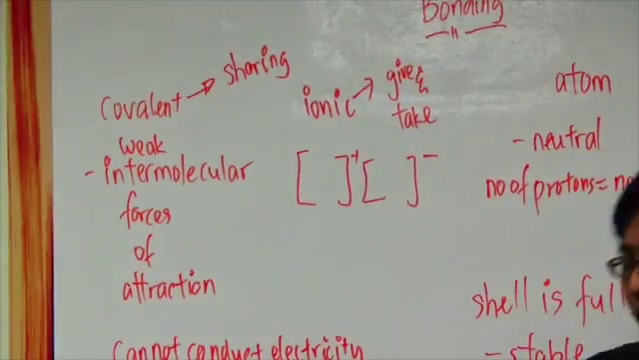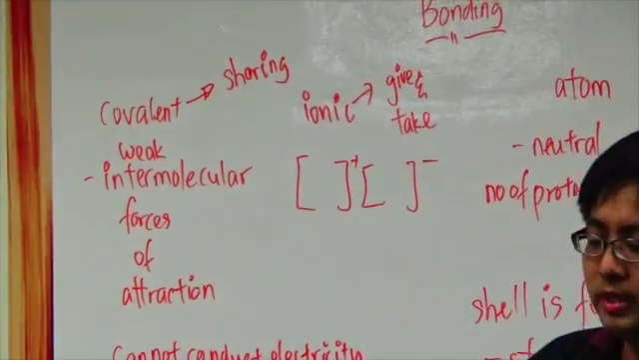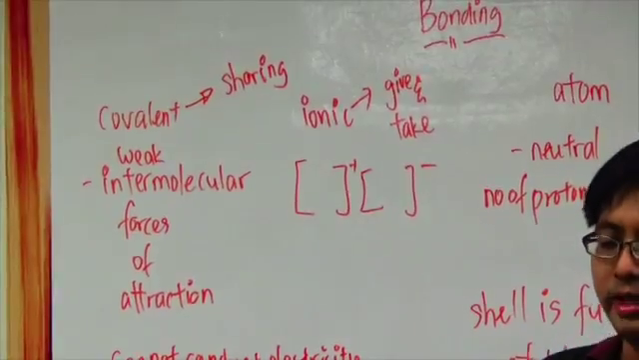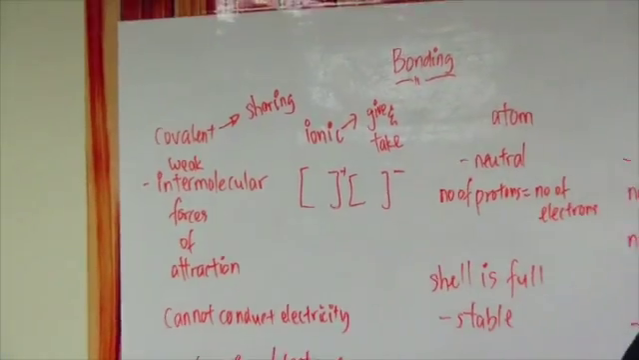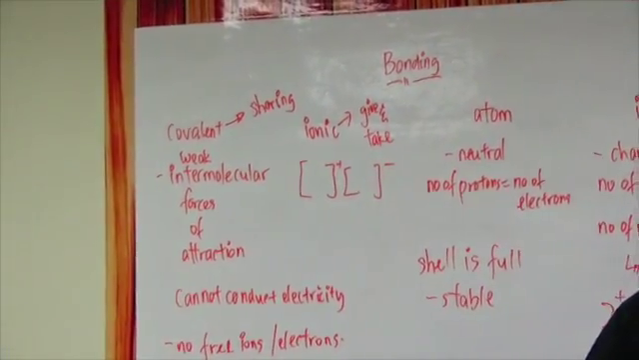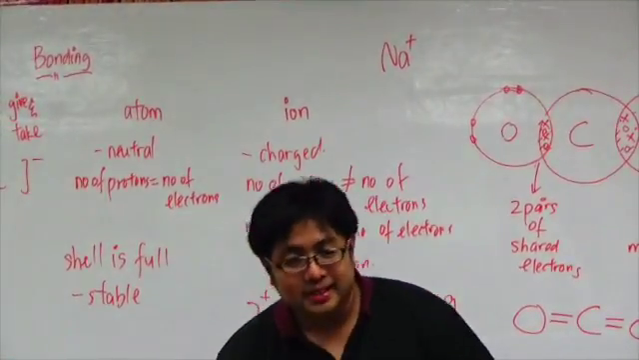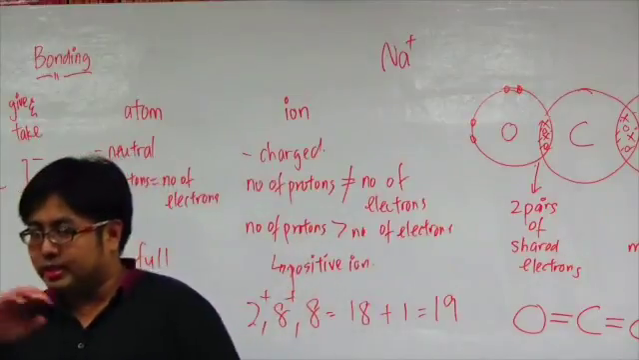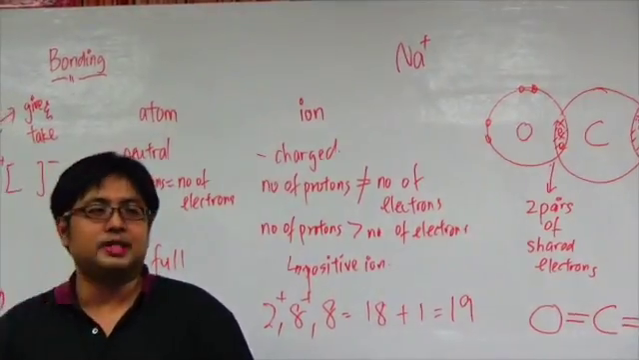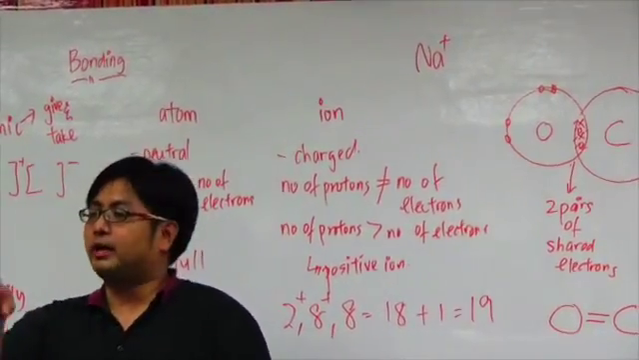Alright, so this is ionic, and ionic is between metals and non-metals. So as a result, the type of compound for question 11 has to be C, which is ionic compound. Can you understand? Today I just have to go through just these few basic questions after I mark your work.